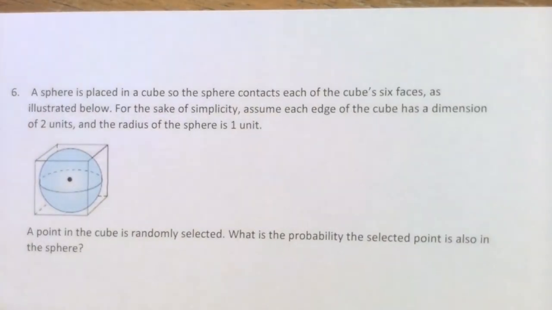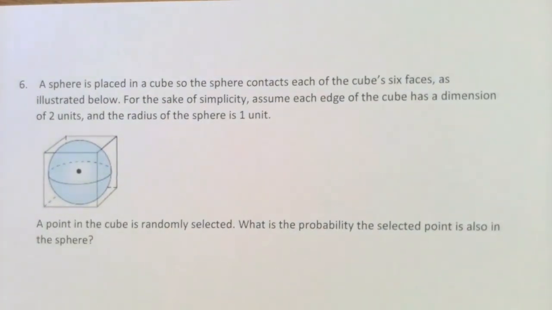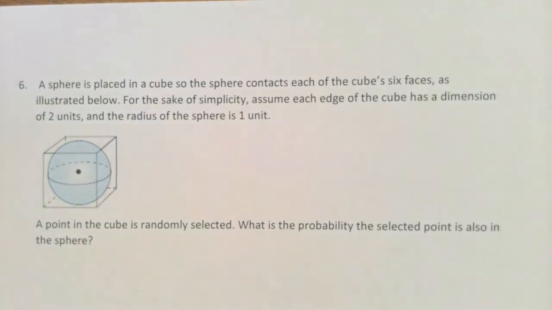All right, last problem. This is a theoretical problem. It's geometric probability. Think of a basketball that's in a box that fits perfectly. It touches the bottom, it touches all four sides, and it touches the lid. Now, somewhere in that box, there's a point. What's the probability that that point is inside that sphere?